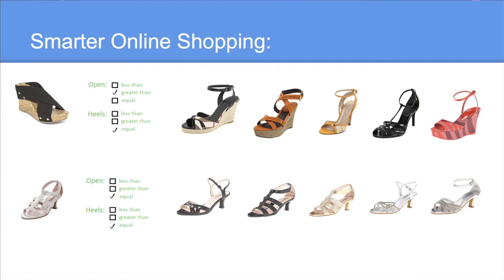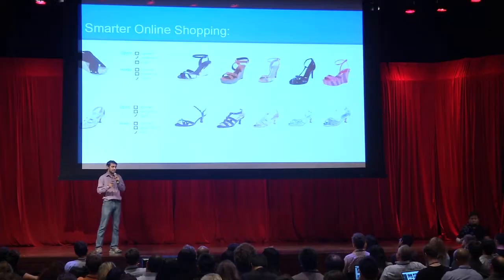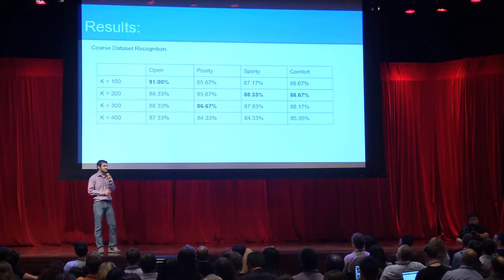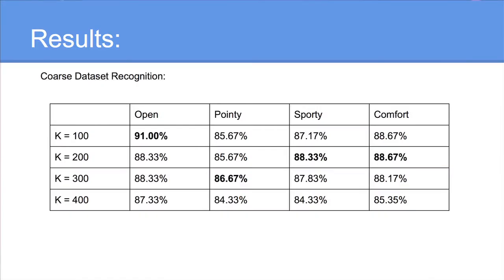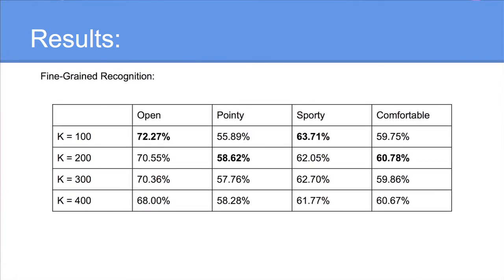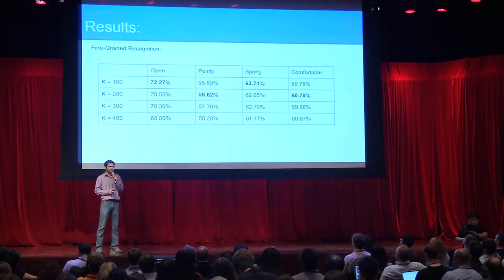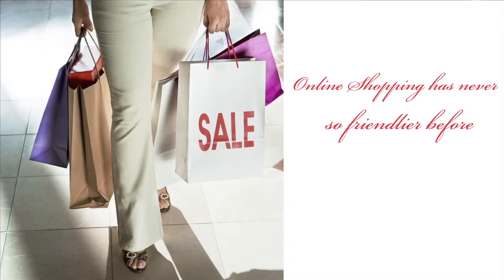In the second case, she would say, I like the same level of heels and same level of openness, but a different design. She would get another refined set of results, as shown in the image. Now, these are the results. On the coarse data set, we were getting on average about 86 to 87% accuracy. On fine-grained recognition, which is two very visually similar shoes with very subtle differences, we were getting about 61% accuracy.